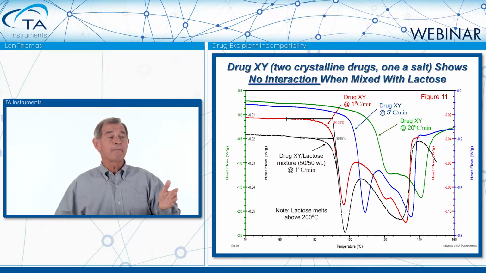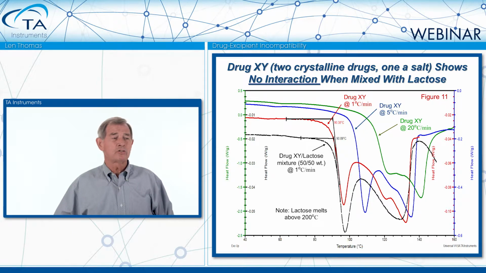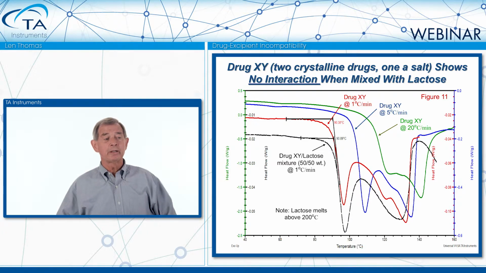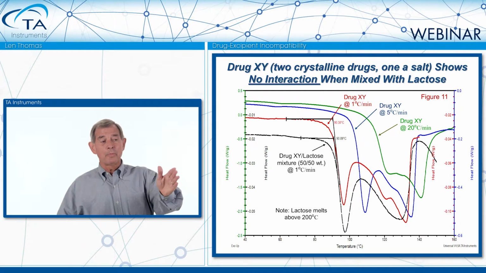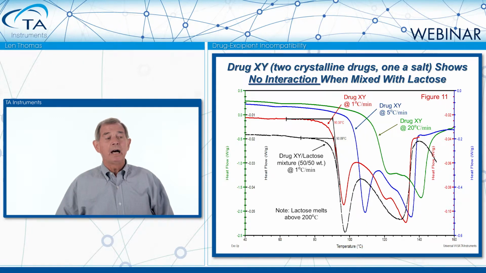Now notice that with the black curve, which is the 50-50 mixture, the onset temperature of that lowest peak really doesn't change at all. In fact, the overall shape of the curve doesn't really change at all from the 1 degree per minute data. We start to lose that minor transition in the middle, but the fact is that 50% of this sample is now lactose that has no transition there, so it's not surprising that we might not actually see that minor transition.